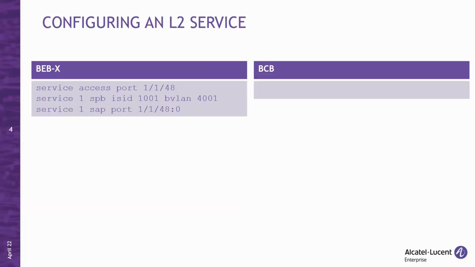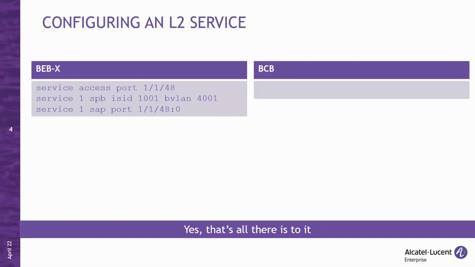What does that look like in CLI commands? This is what it is. The first command defines port 1/1/48 as a service access port. The second command creates service 1 as an SPB service using ISID 1001 and Backbone VLAN 4001. And the third command creates a service access point mapping untagged traffic received on port 1/1/48 to the service we just created. And this is only required on BEB nodes that terminate the service, and there is nothing to do on BCB or transit nodes. And yes, it is a super simple thing to do.